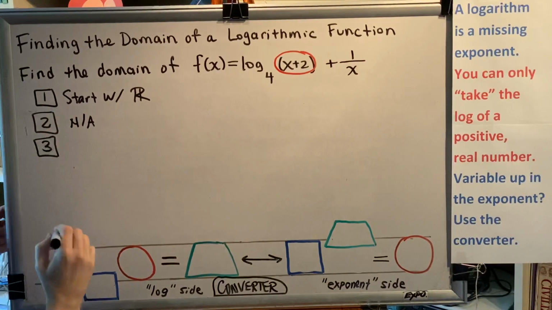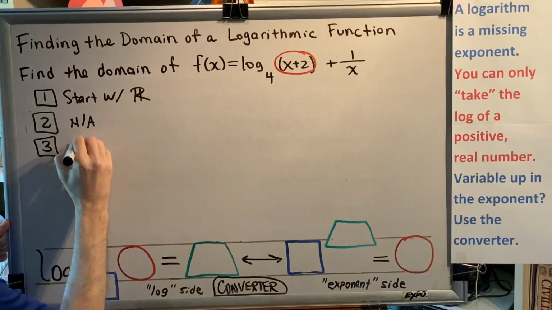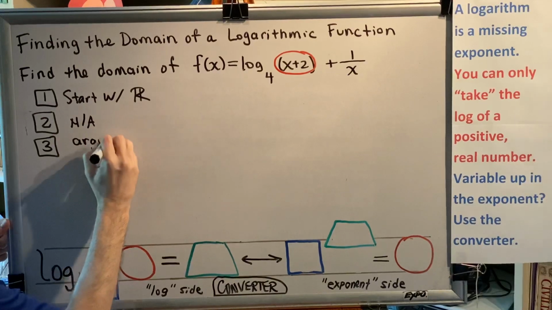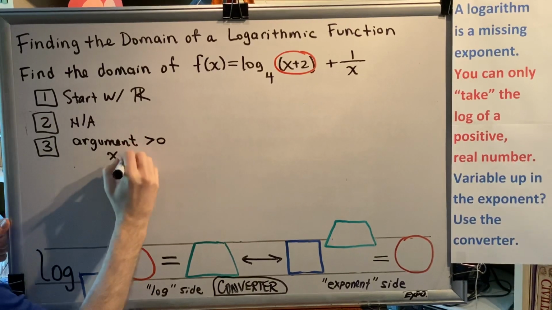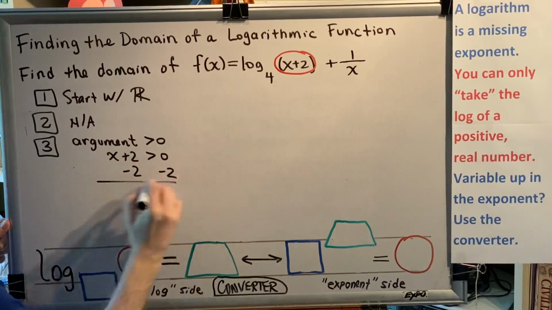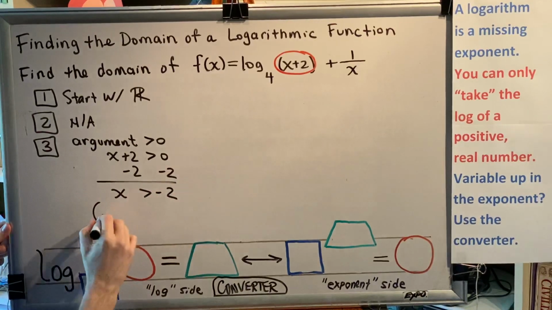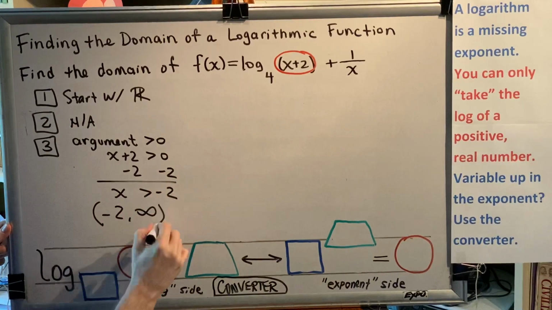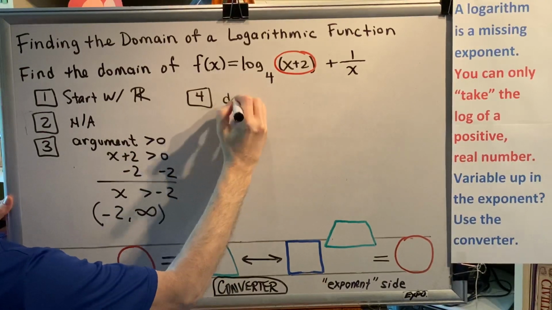Step 3, log arguments greater than 0. Well, this is our log argument. So that tells me that x plus 2 has to be greater than 0. Subtracting 2 on both sides gives me the statement x is greater than negative 2, which is the interval parenthesis negative 2 comma infinity.